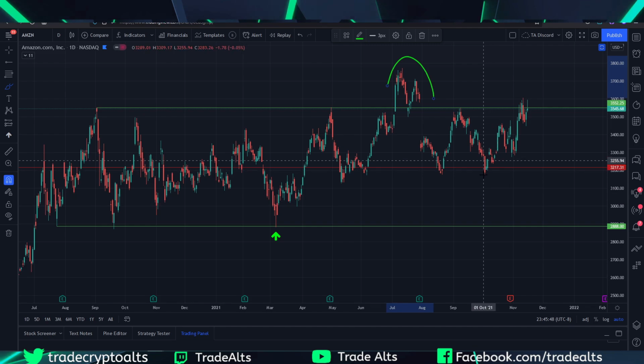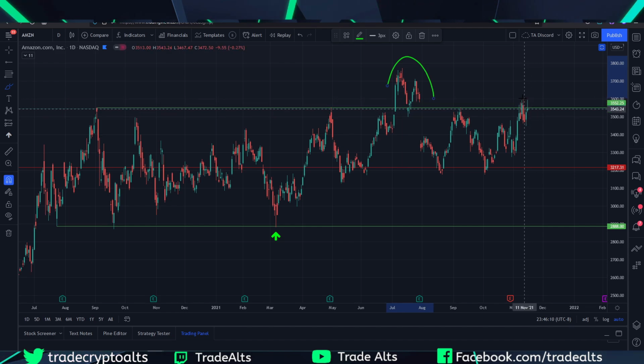So we haven't really broke the midpoint of the range in a while, really for a few months now. And we're kind of hovering right here around the range high. So do we get another breakout attempt? It looks like we kind of tried to get that breakout attempt, but is it coming?